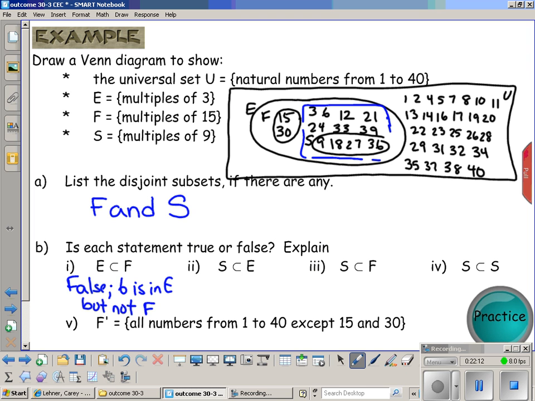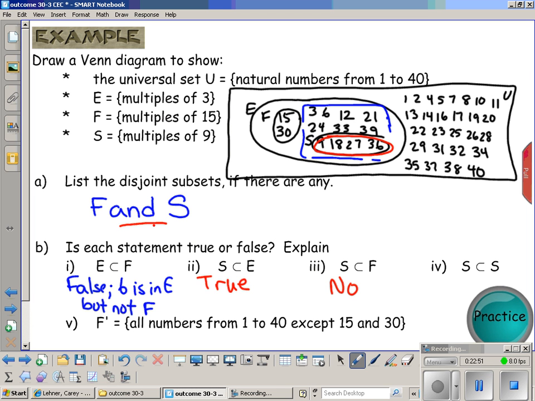Let's look at the second one. Is F a subset of E? Well, here's F. Are all of the elements of F also in set E? And the answer is yes. So this is true. All elements of F are also in E. Is F a subset of S? No. In fact, they're disjoint. We answered that up here. F is not a subset of S. None of the elements of F are in S.